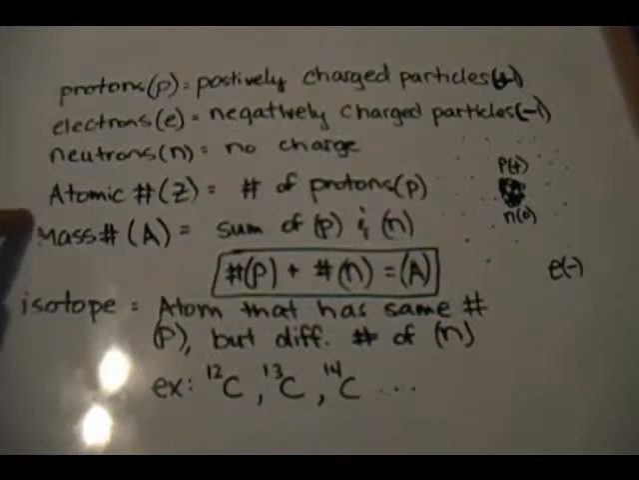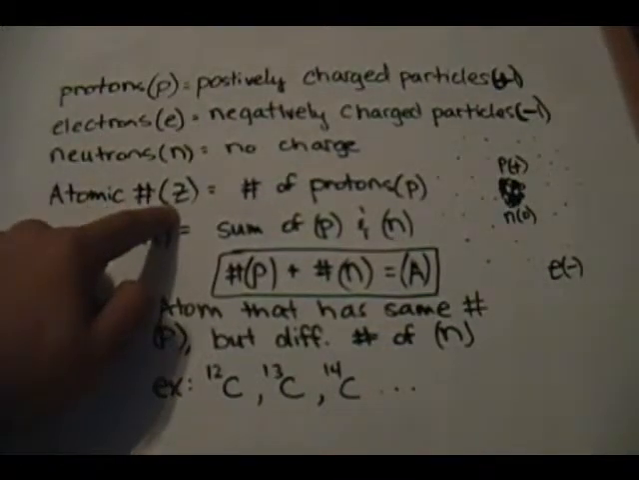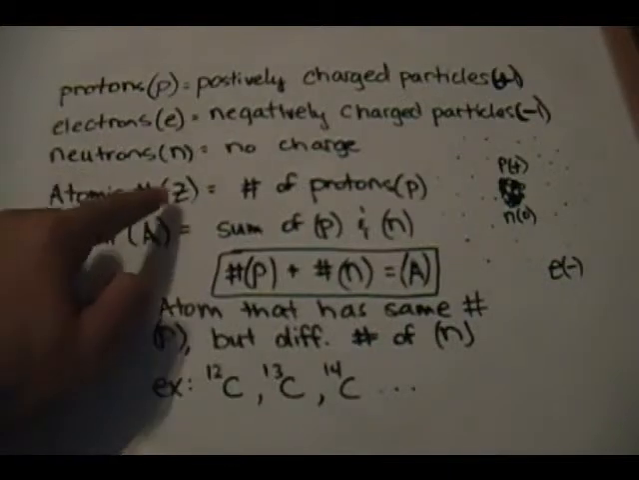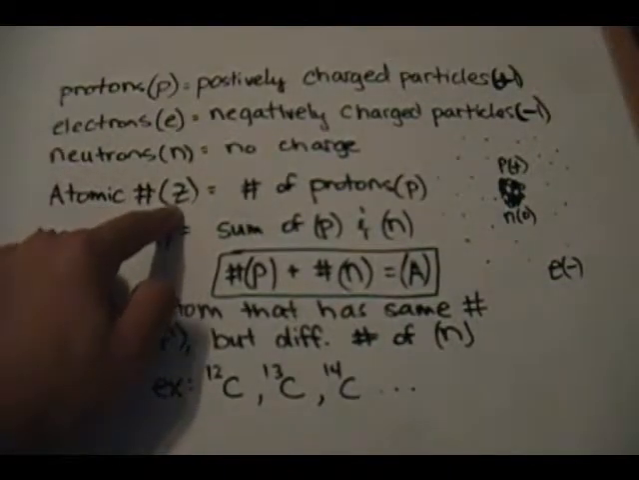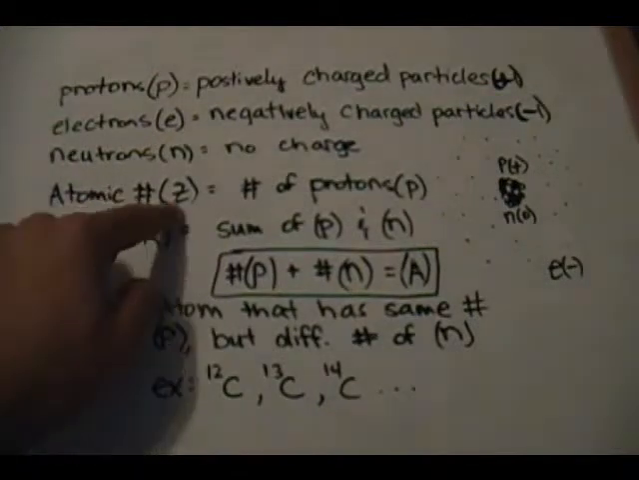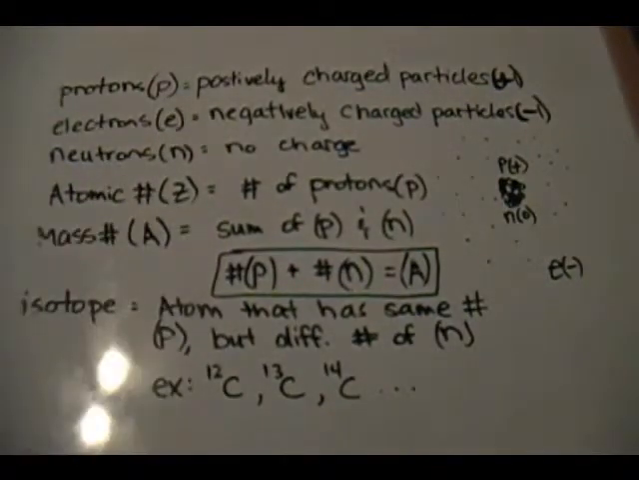Next one, atomic number. Atomic number is effectively the same thing as proton. It's the number of protons you have. For example, carbon has 6 protons, so its Z is equal to 6. Fluorine has 9 protons, so its Z is equal to 9. Nitrogen has 7 protons, its Z is equal to 7. It's the number of protons an atom has.